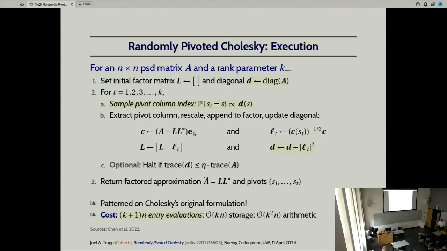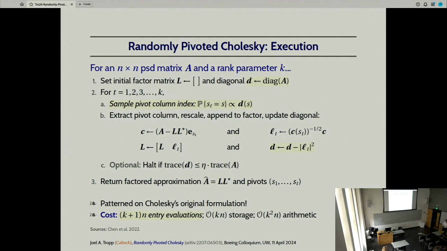Nevertheless, it is possible. The outcome is that you can run this algorithm looking at k plus 1 n entries of the matrix, using kn storage for this factor, and using k squared n arithmetic. So it's a very inexpensive algorithm when the rank of the approximation k is small compared with the dimension of the matrix. You should be thinking about very big matrices and small to medium rank.